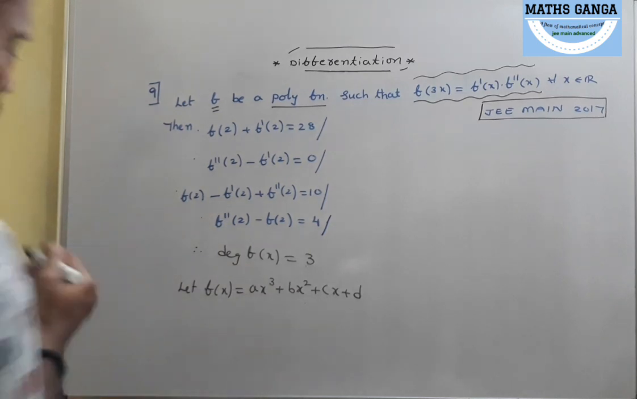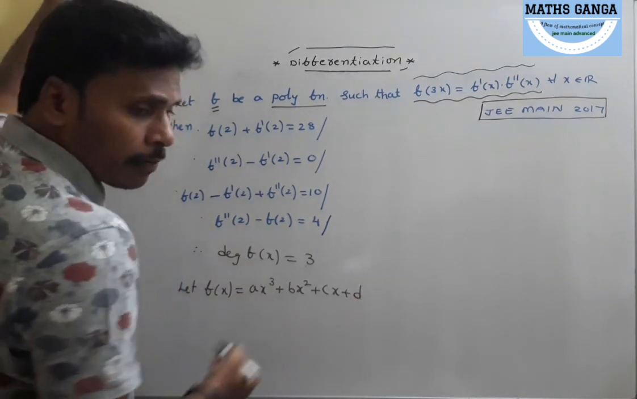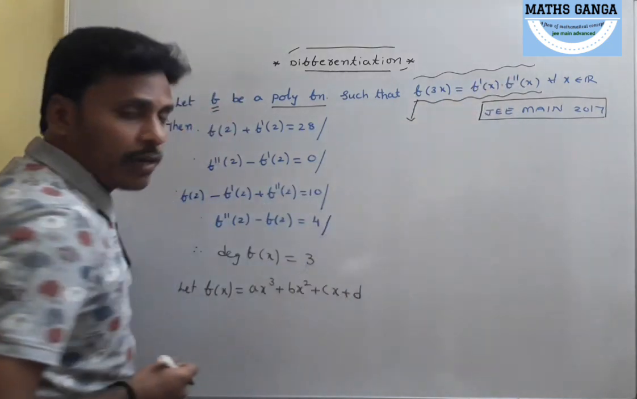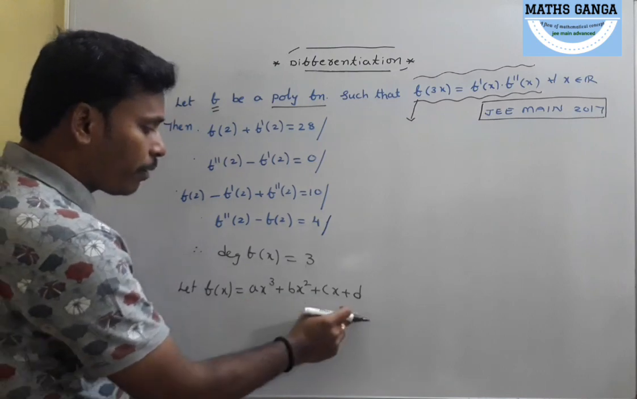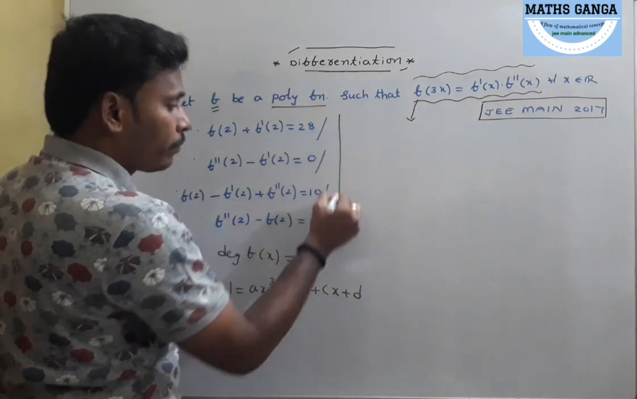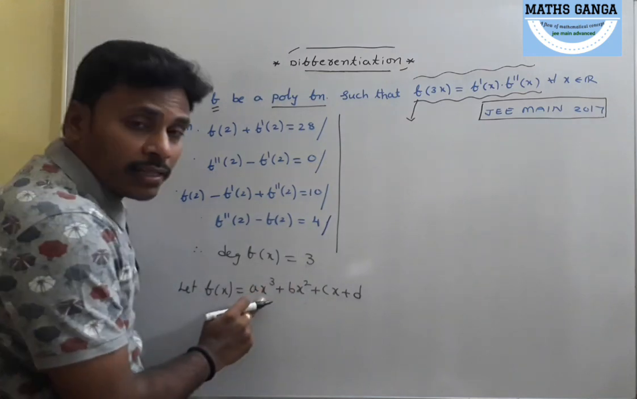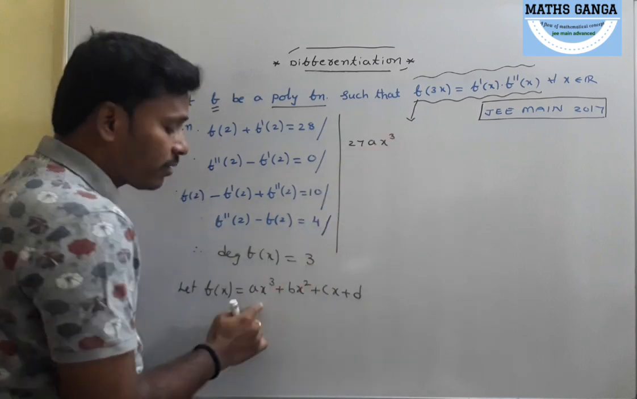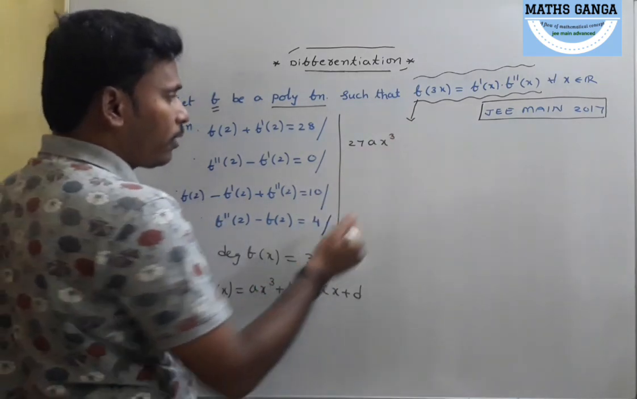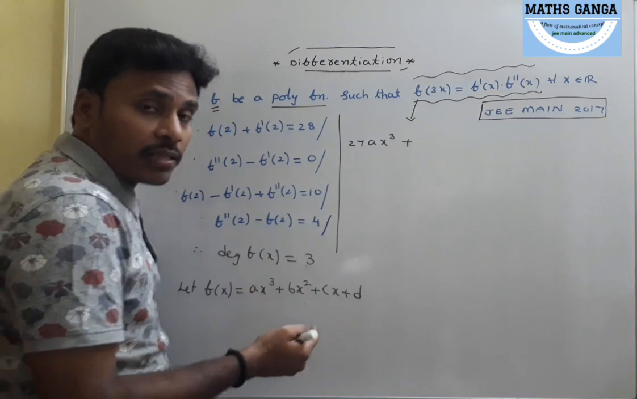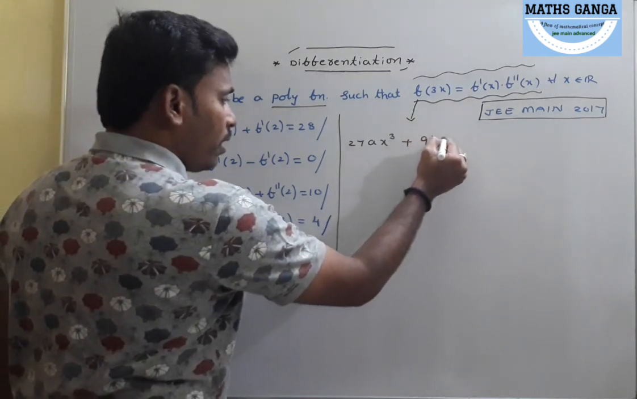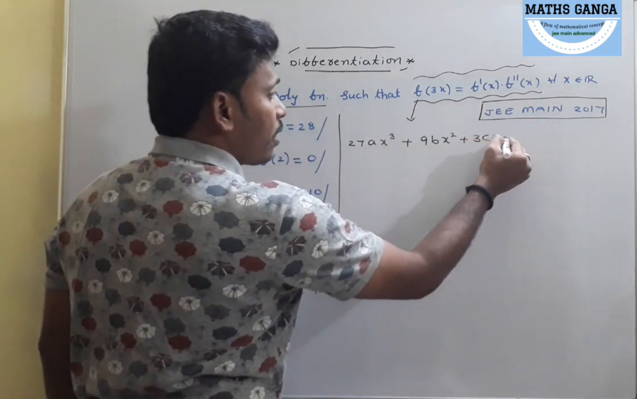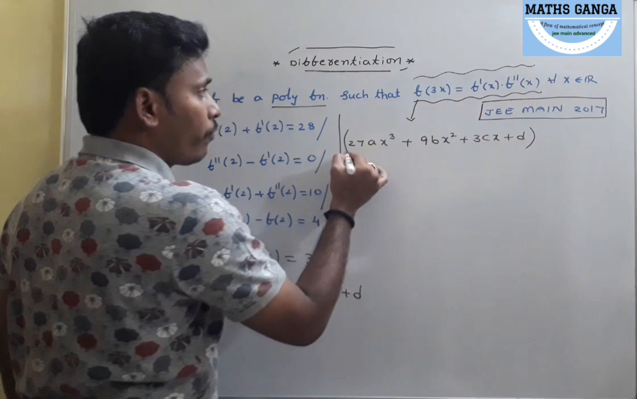Okay, since we are taking f of x as this, now as given, f of 3x is equal to f dash of x into f double dash of x, right? f of 3x means replacing x with 3x. So what we have? f of 3x. Replacing x with 3x, it becomes 27ax cube. Plus b x square means 9bx square. Plus replacing x with 3x, it becomes 3cx plus d. This is f of 3x.